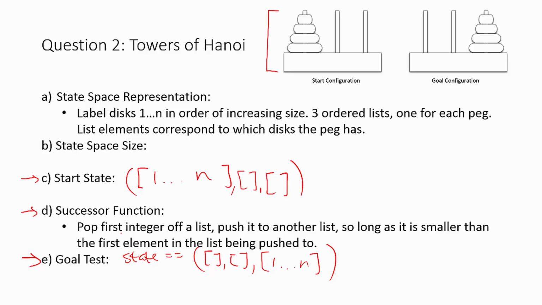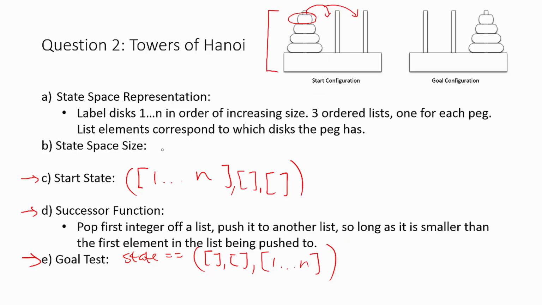We can pop the first integer off the list, push it to another list, so long as it's smaller than the first element in the list being pushed to. That's exactly saying the same thing as you can take off one of these disks from a peg, move it to another peg, such that it's still the smallest one so it's being stacked on things that are larger than it. Okay, so that's just a restatement of this.